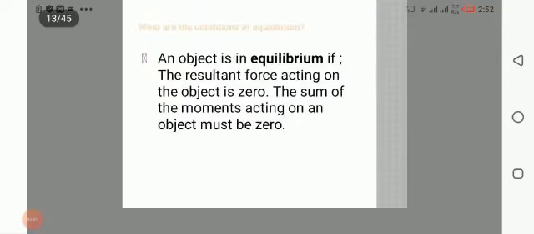What are the conditions of equilibrium? An object is in equilibrium if the resultant force acting on the object is zero, or the sum of the moments acting on an object must be zero. There are two types of conditions of equilibrium. First condition: the sum of all the forces acting on a body is zero. Second condition: the sum of all the torques acting on the body is zero.